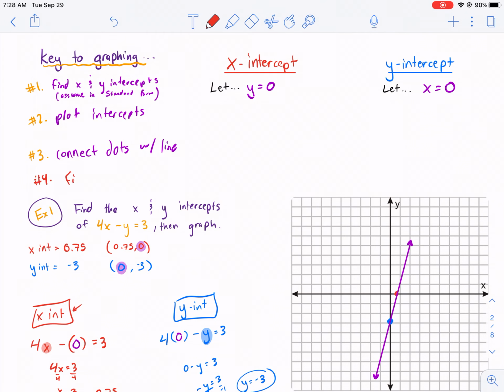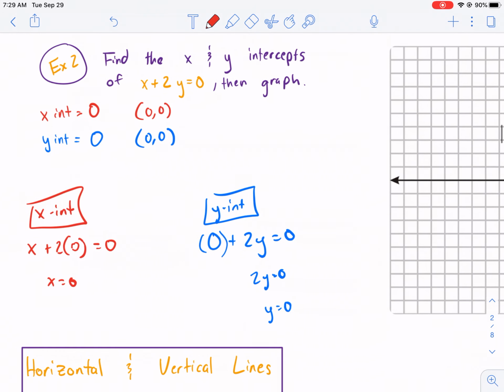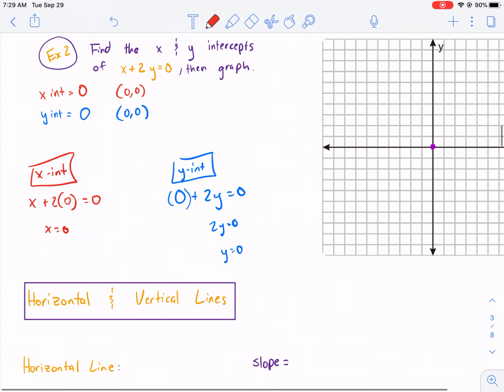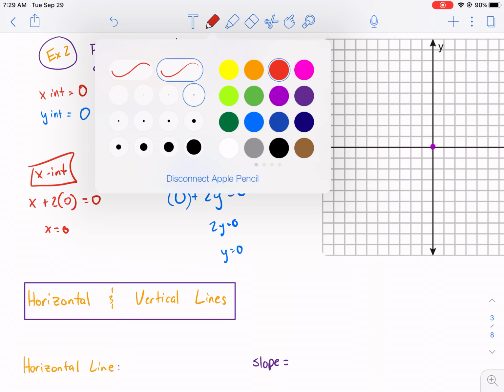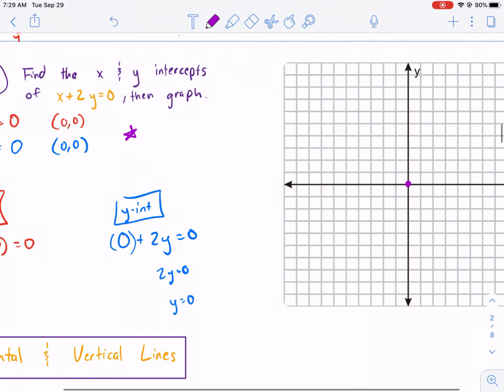You find any other point if both are at the origin. Okay, so we find any other point if at the origin. What does that mean? Well, we can plug in any value for x and see what we get for y. So here, because they're both at the origin, that's a problem. So we need to plug in any other value. Plug in any value for x.